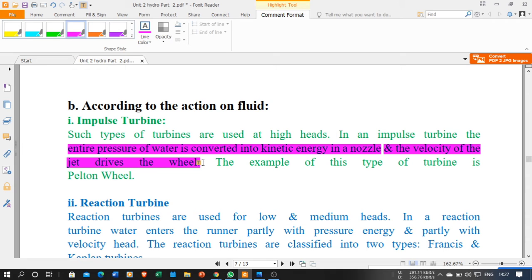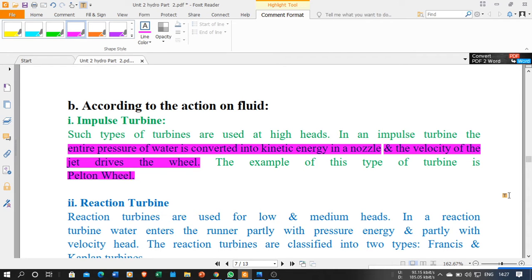The velocity of the jet drives the wheel. When you convert pressure energy into kinetic energy with the help of a nozzle, the velocity definitely increases. So the velocity of that water, the jet, will drive the wheel, and when it bombards the wheel or the buckets, it applies pressure, and that causes the rotation of your wheel. The example of this turbine is the Pelton wheel. The example of an impulse turbine is the Pelton wheel turbine. The Pelton wheel turbine has buckets. If you look at the Pelton wheel turbine, it has buckets.